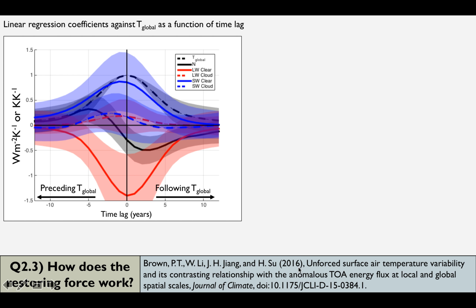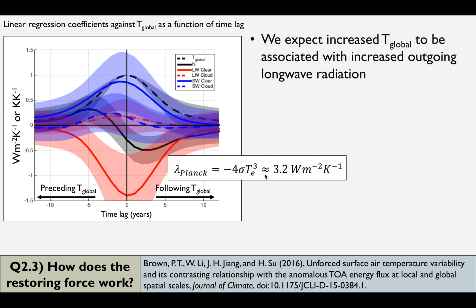And this is a paper that we published earlier this year that looked at this in detail. And so there is a kind of expectation of what's going on here, and that is that we expect that as global temperature increases, the Earth gets warmer, and that's going to cause more outgoing long-wave radiation to space.